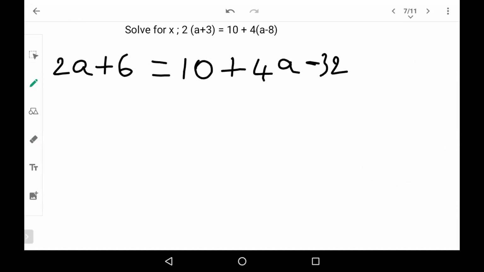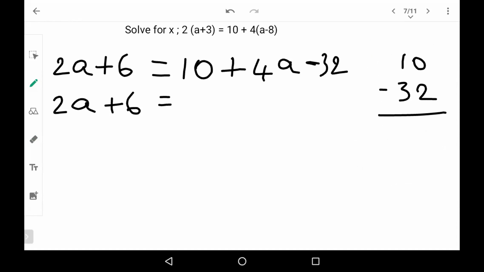Okay, now coming to the next step, I will keep 2a plus 6 as it is. And here if you see, you have 10 minus 32. Now what will be the total? 10 minus 32 is minus 22. Very good. So 4a minus 22. So this is my next step.